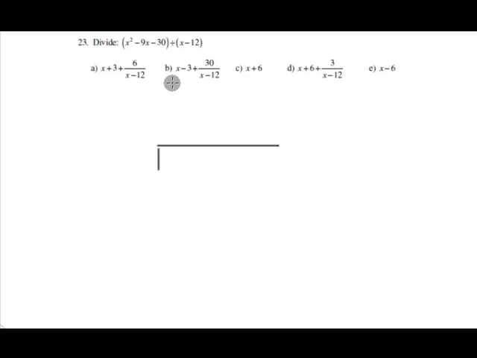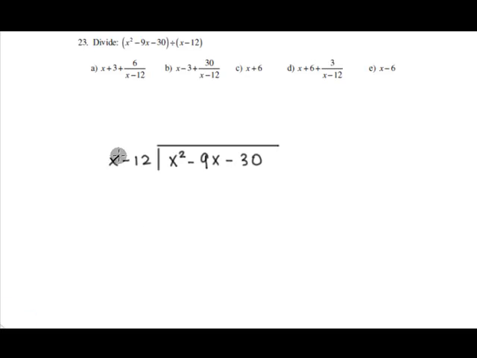And then we want to put the dividend, which is a polynomial, before the division sign inside. So we have x squared minus 9x minus 30. We're going to put the divisor, which is after the division sign, outside this long division symbol. X minus 12. Now we're going to focus on the most dominant part of the dividend and the most dominant part of the divisor.